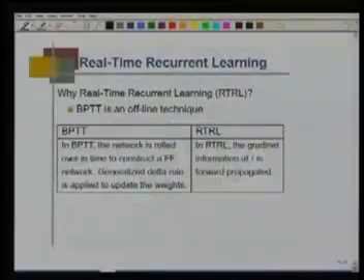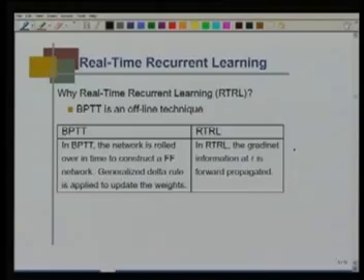As I already said, in backpropagation through time, the network is rolled over in time to construct a feed forward network. The generalized delta rule is applied to update the weights. That is what we discussed just now. In contrast, in RTRL, real time recurrent learning, the gradient information at t is forward propagated.